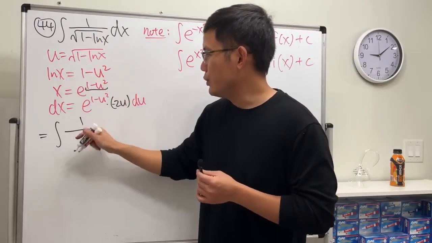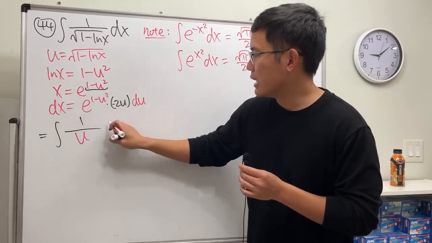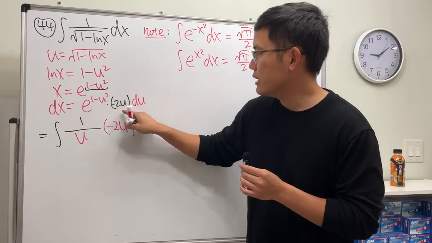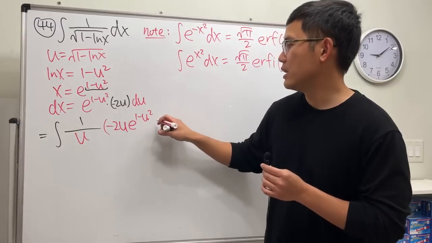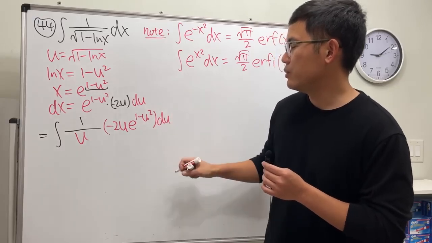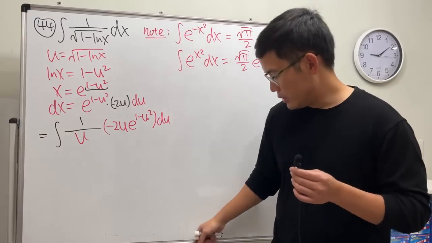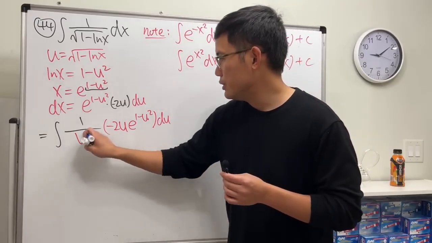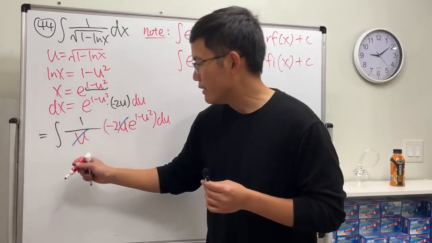Alright, this thing is u, that's very nice, the whole thing is u. Dx is all that. I will put down negative 2u first, and then we have e to the 1 minus u squared du. Now we see this u and that u cancel. That's good. We have negative 2.